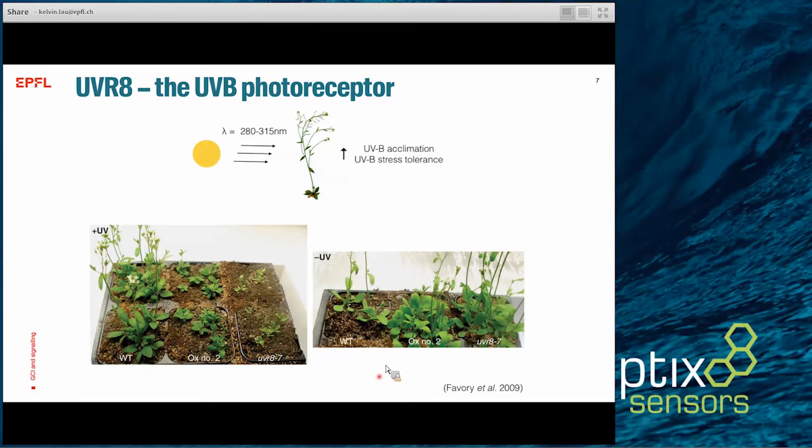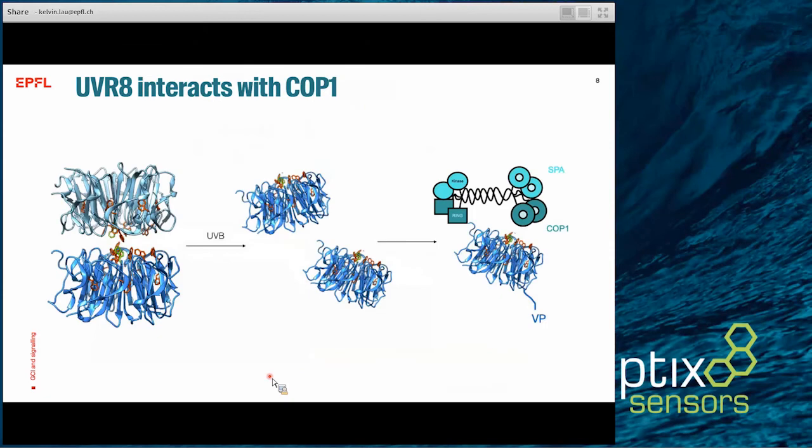However, in the absence of UVB, these plants all seem to grow in normal conditions. So this photoreceptor is required for plants to acclimate to UVB radiation outside. When I started the project, what we were interested in was exactly how this UVR8 protein can interact with its downstream signaling partners to mediate this signaling response.